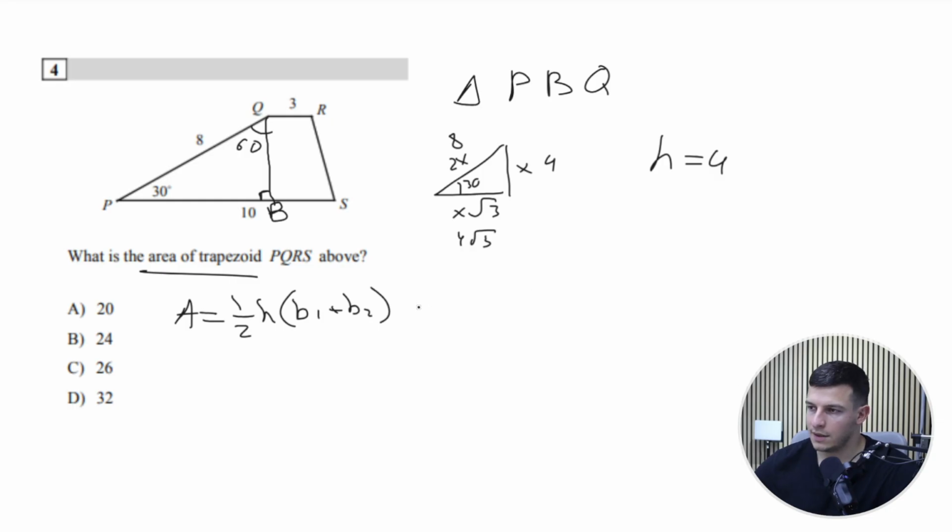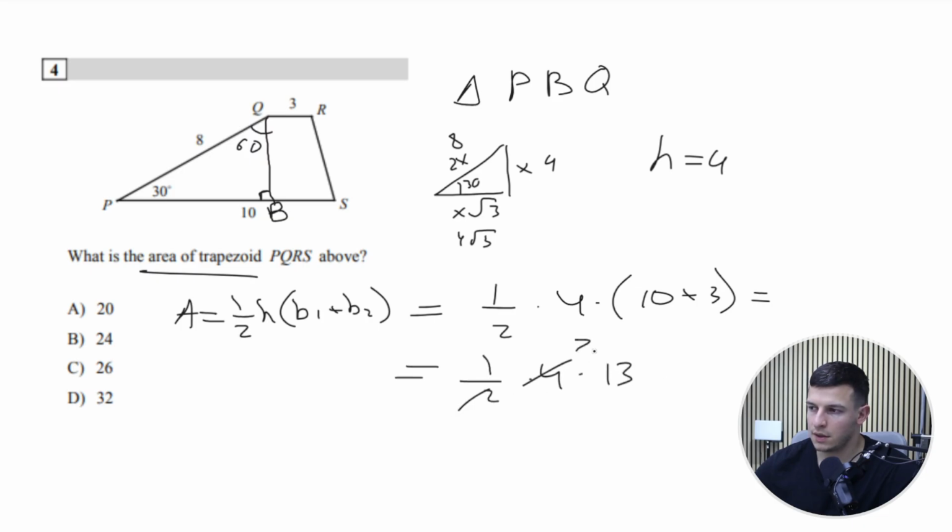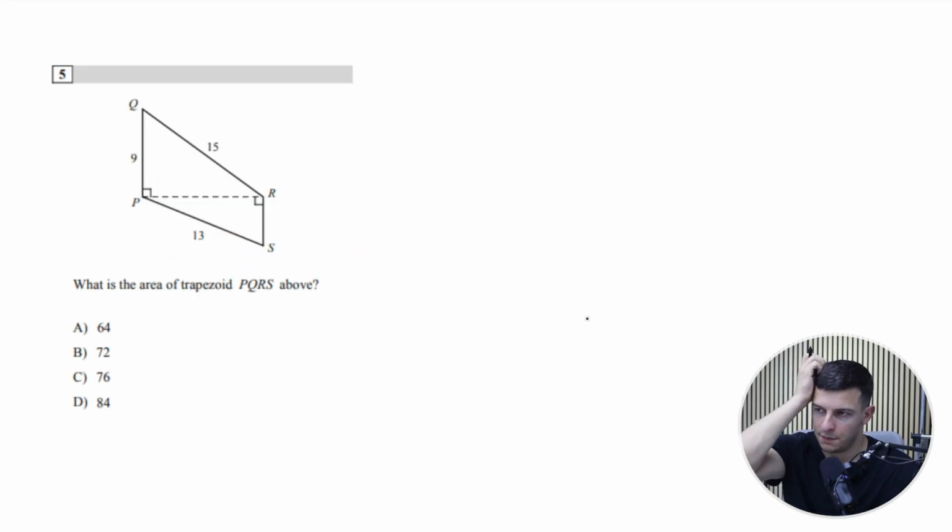Good, easy. Now we can calculate the area. 1 over 2 times 4 times (10 plus 3), and 1 over 2 times 4 times 13. This can go away. That's going to be 26. Area of trapezoid PQRS.